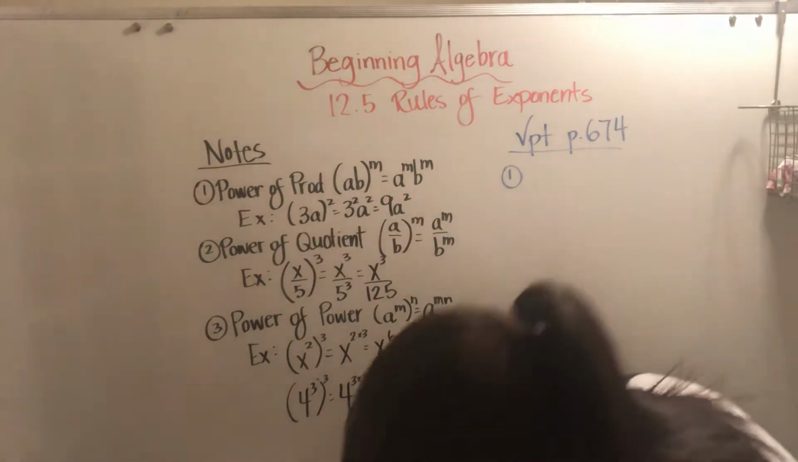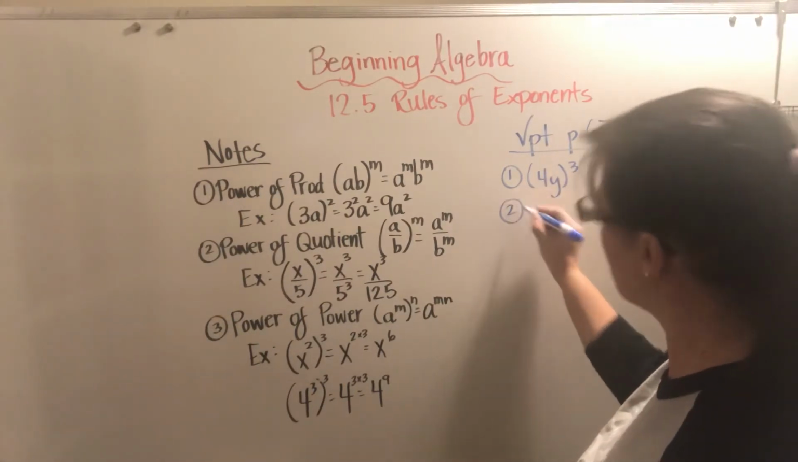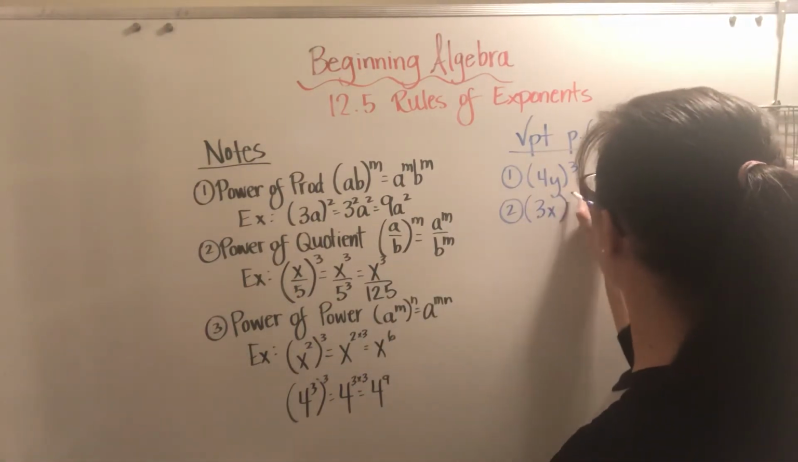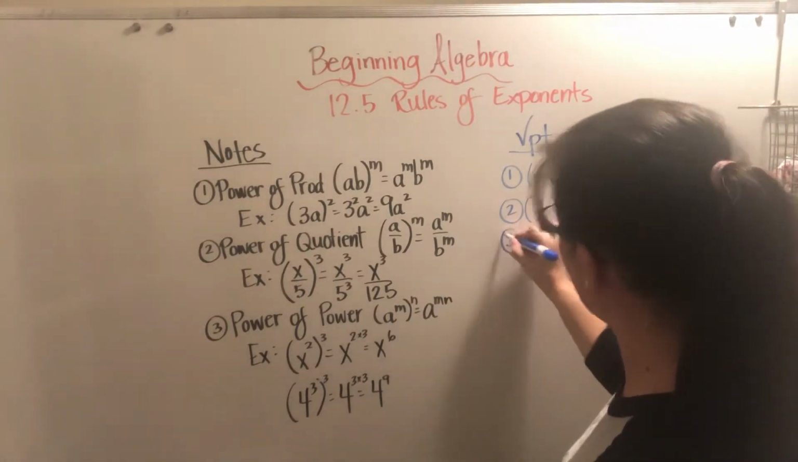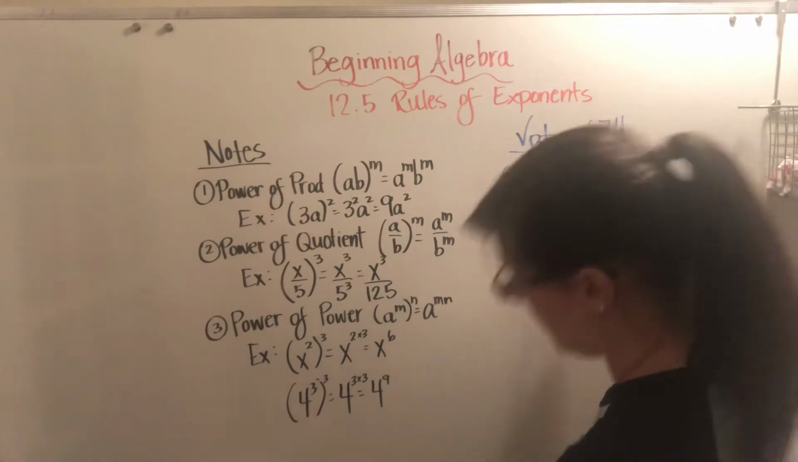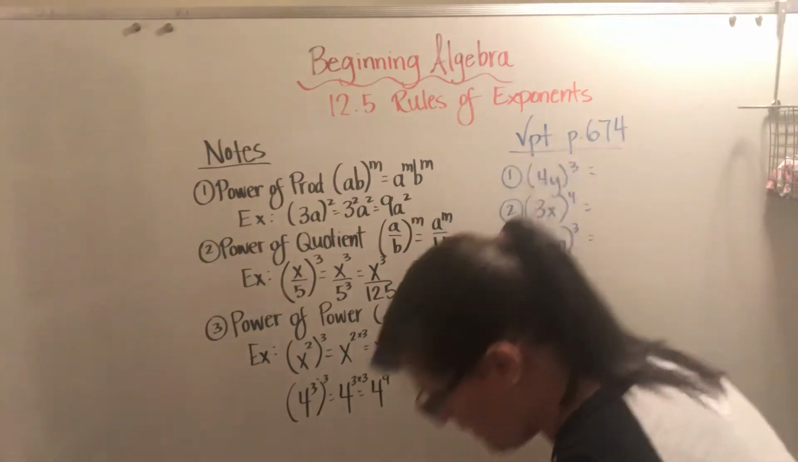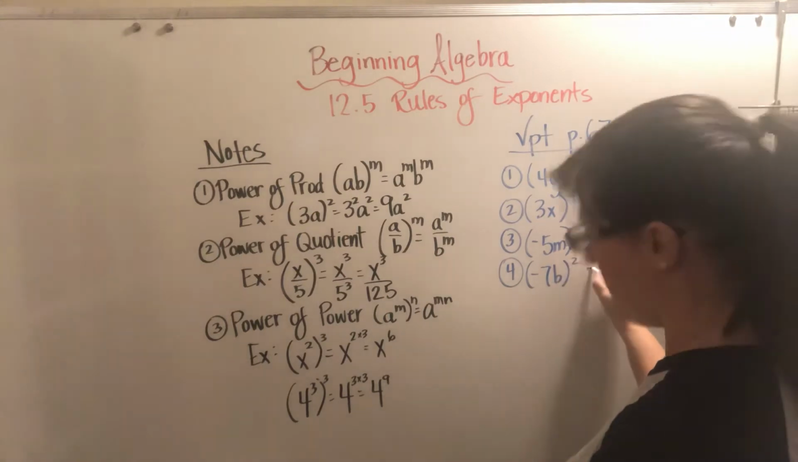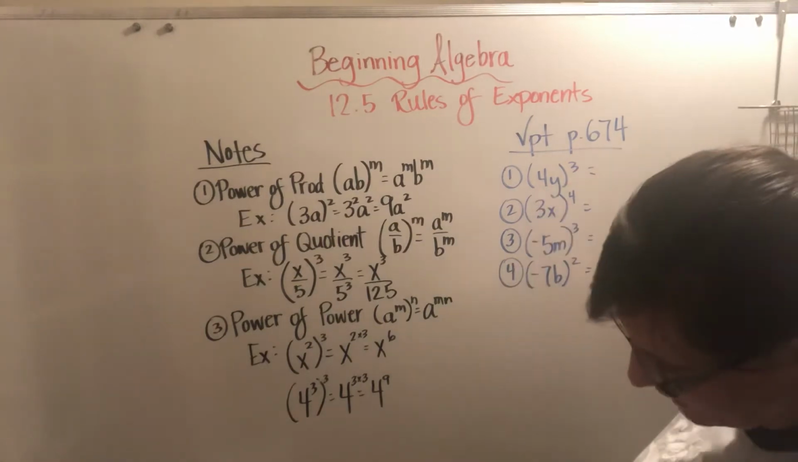Number 1 says (4y) cubed. Number 2, I can list these pretty close because I'm not having to do a whole lot of solving here. (3x) to the 4th, number 3, (negative 5m) cubed, and number 4 is (negative 7b) squared. So what we're looking for here is to remember that this gets applied to both of these terms.